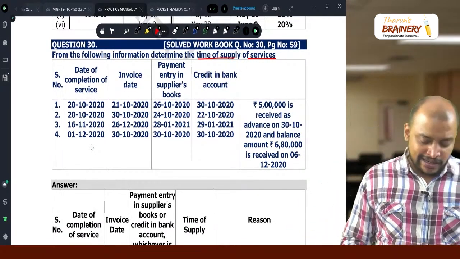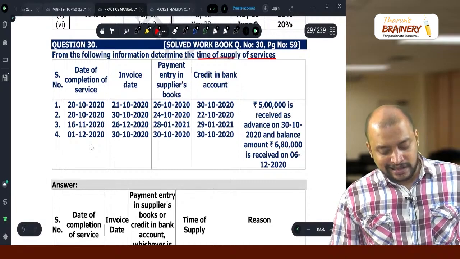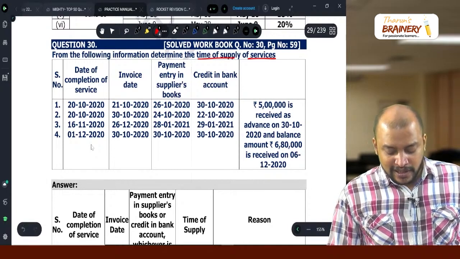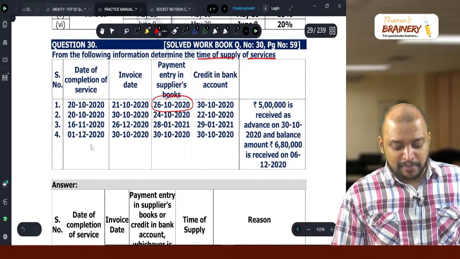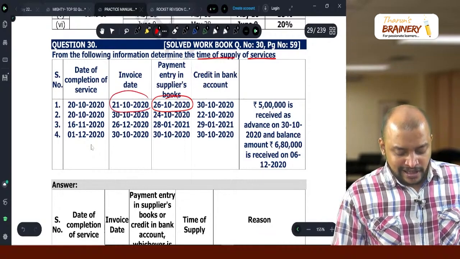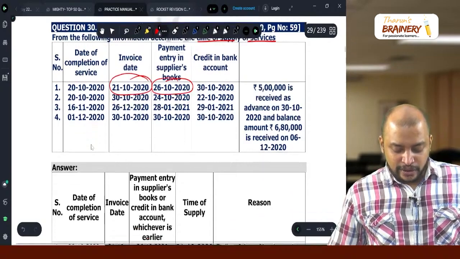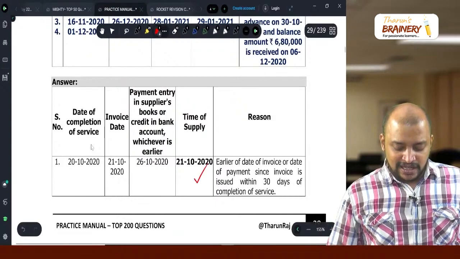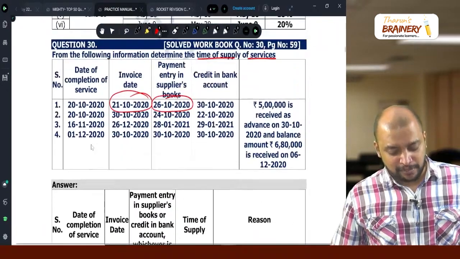What is the payment date? Entry date 26, credit date 3010, whichever is earlier is 2610. This is the payment date. This is the invoice date. Whichever is earlier, so 2110. So, 2110 will be taken as the time of supply.